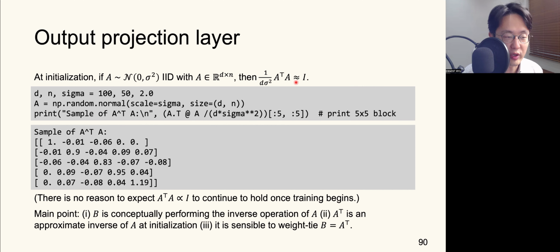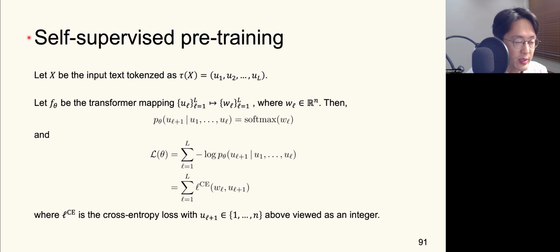And there are certainly ways to rigorously quantify how close this approximation is. I will point out that there's no reason to expect that this identity, A transpose A approximately equal to identity, will continue to hold once training begins. But the point is that the matrix B is conceptually performing the inverse operation of A. A transpose is an approximate inverse of A at initialization. So therefore, it is sensible to do weight tying and assign B to be equal to A transpose and then proceed with the training.